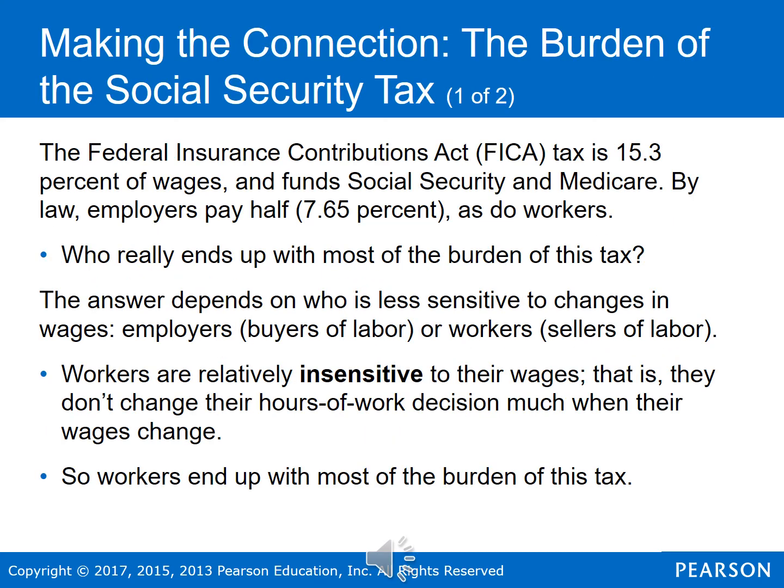So let's look at one final example to end this section. Let's look at the burden of the Social Security tax. The FICA tax is 15.3% of wages, and it funds Social Security and Medicare. By law, employers pay half. They're physically the ones that pay the federal government, and workers pay the other half.